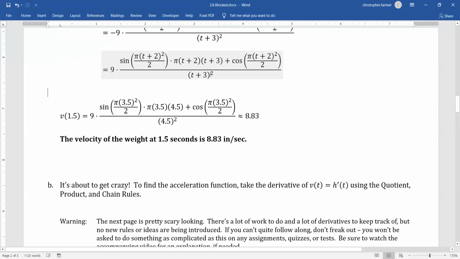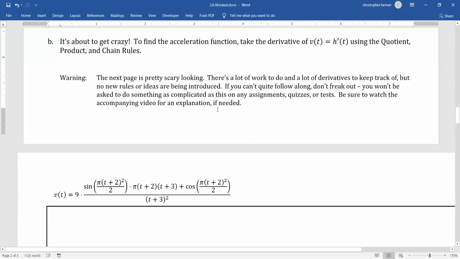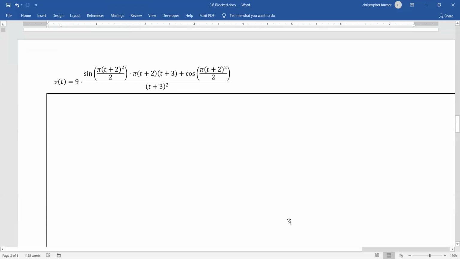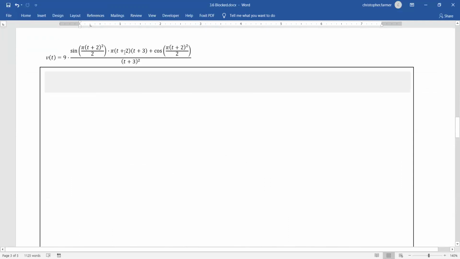It's not new. There are no new techniques that we haven't done before that we're going to see. It's just going to take a lot more typing. I guess I need to zoom out a little bit. It's going to take a little bit more typing and organization to work through this. And so here's our velocity function from the previous page.